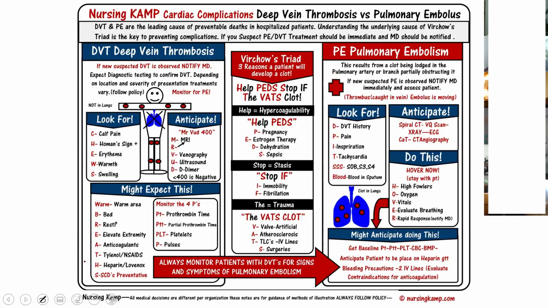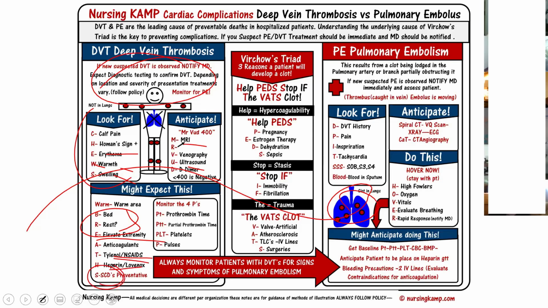All right, so this is that. DVTs here, common signs: erythema, warmth. And then we have bed rest. We keep them on bed rest so we don't mobilize that thromboembolism. We elevate the extremities, anticoagulants, Tylenol. We treat the pain, heparin, Lovenox.